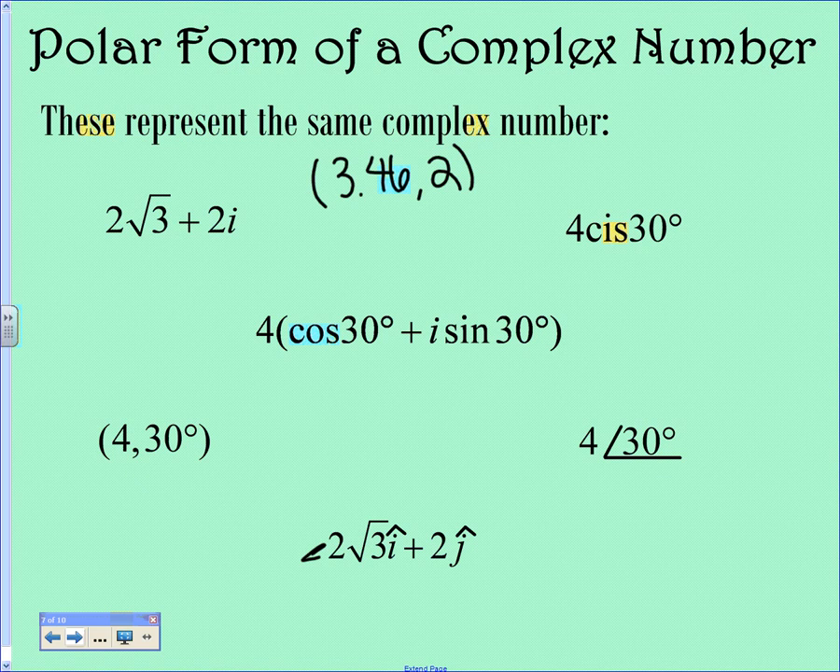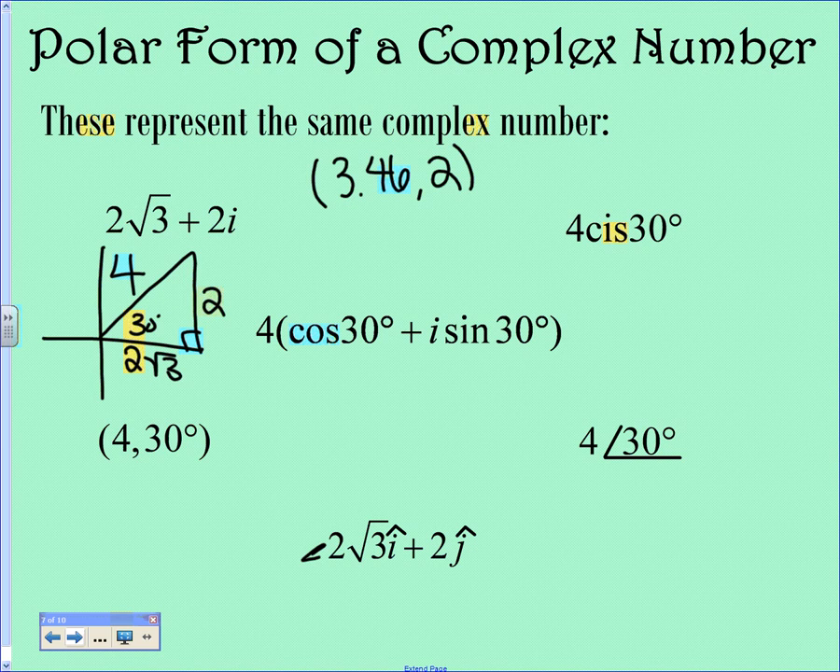This one is in polar. We've used that one this year. 4 at 30 degrees, because it makes a little 30-degree angle. And this is our 2 square roots of 3. This is our 2, and so that would be 4. So 4 at 30 degrees. That's where the 4 comes in. Does that make sense?